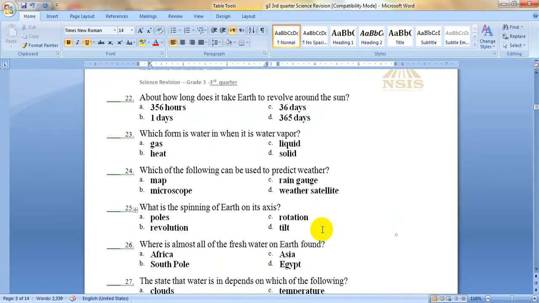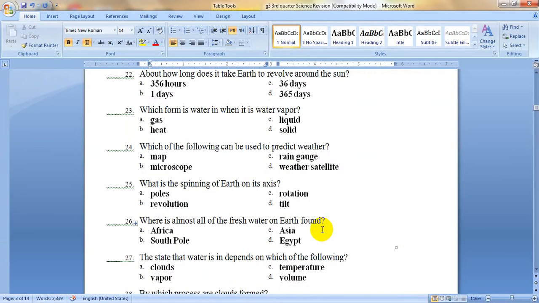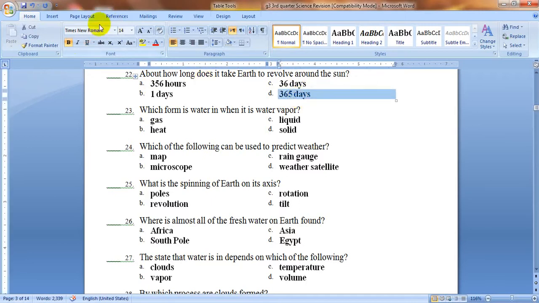The next page, page number 3. About how long does it take Earth to revolve around the Sun? The revolution of Earth, how long does it take? Does it take 356 hours, 1 day, 36 days, 365 days? It takes 365 days, or you can say it's 1 year.